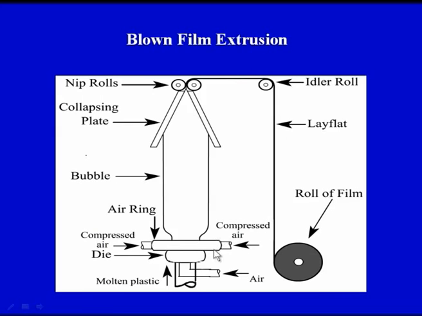So basically we can see the plastic is entering. There are two important points to note here, that we have a molten plastic and we have a compressed air supply. Now the air will blow out the plastic, it will give it the form of a bubble shape, and this bubble would be collapsing at the collapsing plate, and finally we will get a sheet which we may call a lay flat, and which is called a blown film.